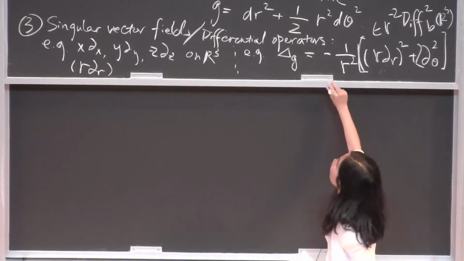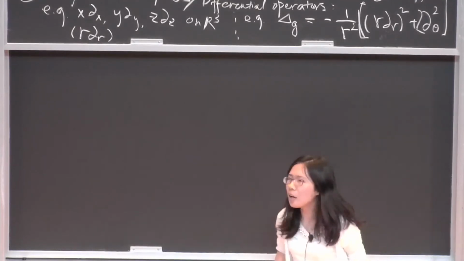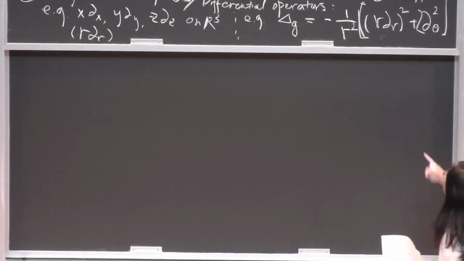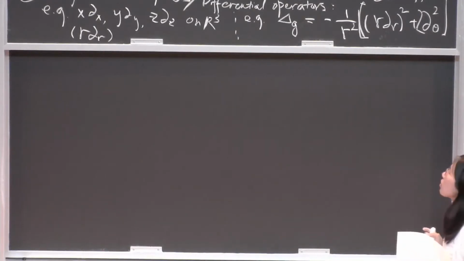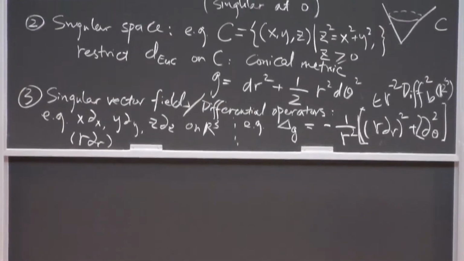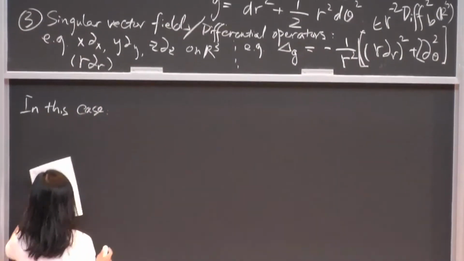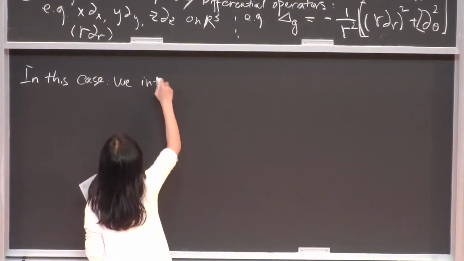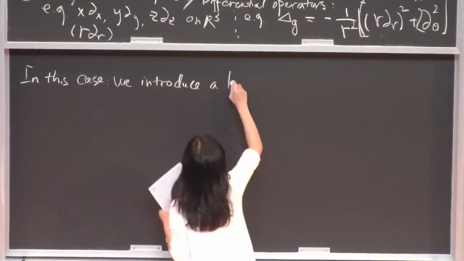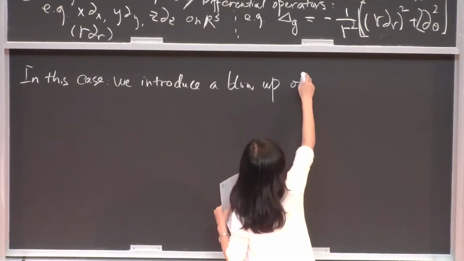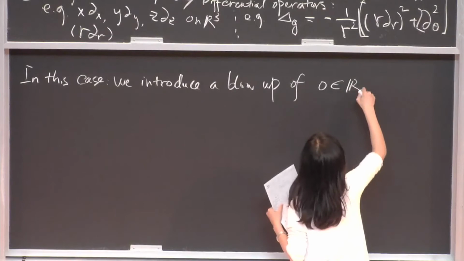Okay, so now let me talk about a way to resolve this problem. Those three cases basically are focused on this one single object. And I'm going to introduce the so-called blow-up or resolution that will help us resolve this problem. Okay, this is the correct word. So in this case, we introduce a blow-up. Now let me introduce the notation here. It's the blow-up of 0 inside R3.